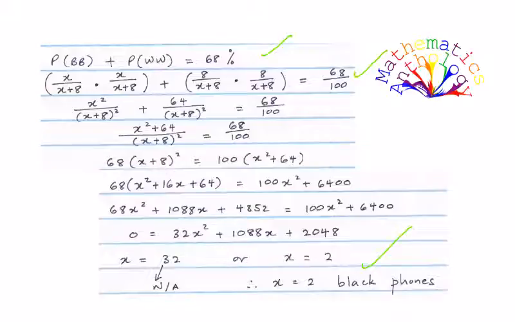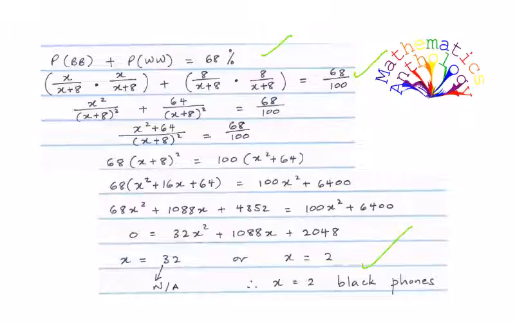Cross multiply there. Once you cross multiply, you'll end up with 68 into x plus 8 all squared is equal to 100 into x squared plus 64. Then we can open everything out. So square the binomial on the left, you'll have x squared plus 16x plus 64. There is no binomial on the right, but we can distribute the 100 into that bracket. So that's 100x squared plus 6400.